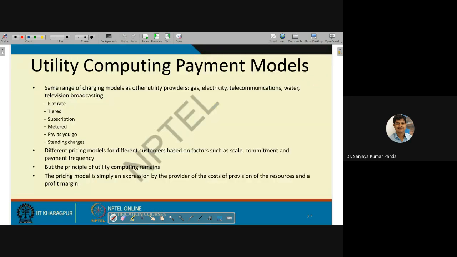Now coming to utility computing payment models, I already discussed two payment models. One is called flat rate, or based upon the usage, which we call pay as you go, or pay for usage. Flat rate means you will get the service for 30 days or 40 days or 60 days or 365 days, and the amount is the same, right? The amount is the same.